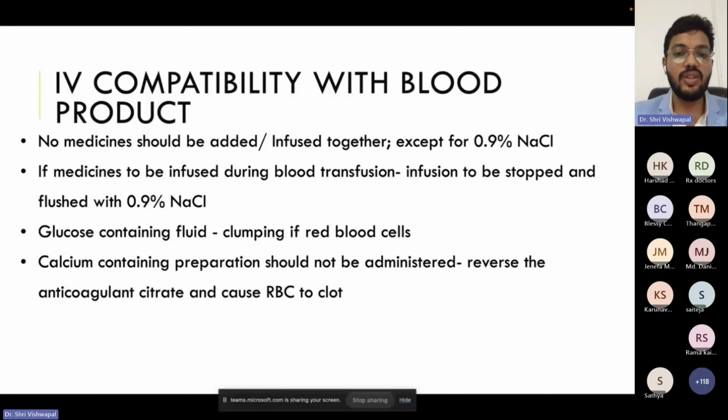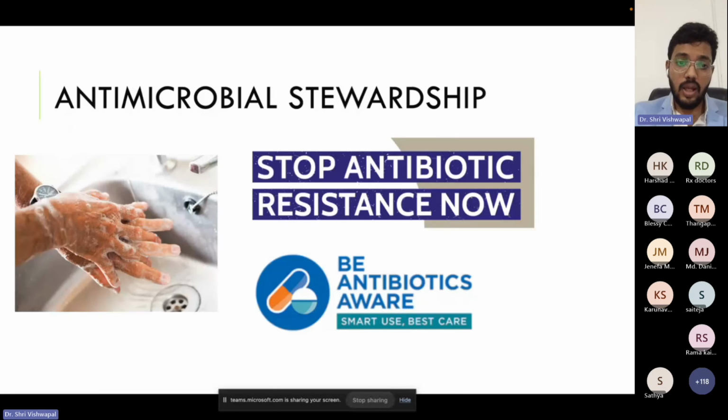And a calcium-containing preparation should also not be given. It reverses the anticoagulant citrate activity and causes RBC to clot. And the final one is antimicrobial stewardship. Resistance has been spreading almost all over the world because of improper use of antimicrobials.